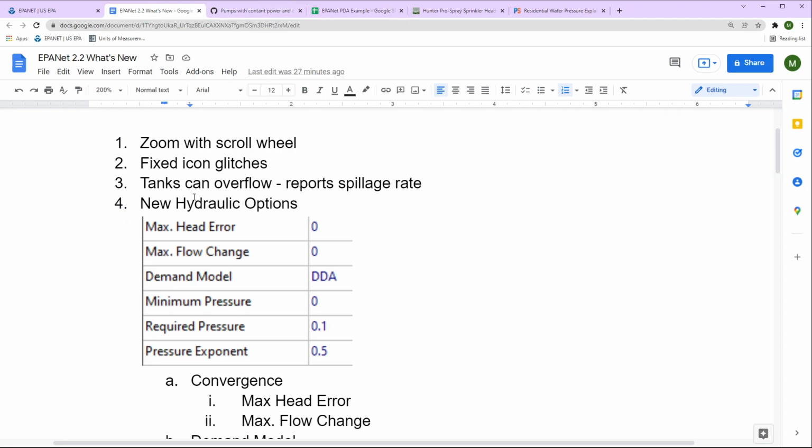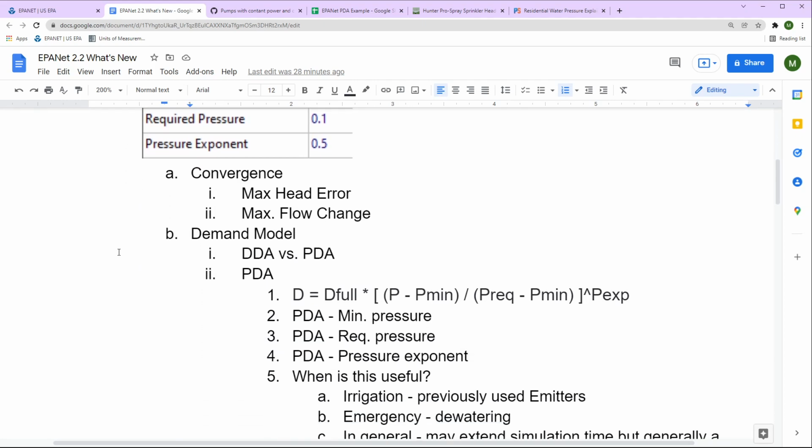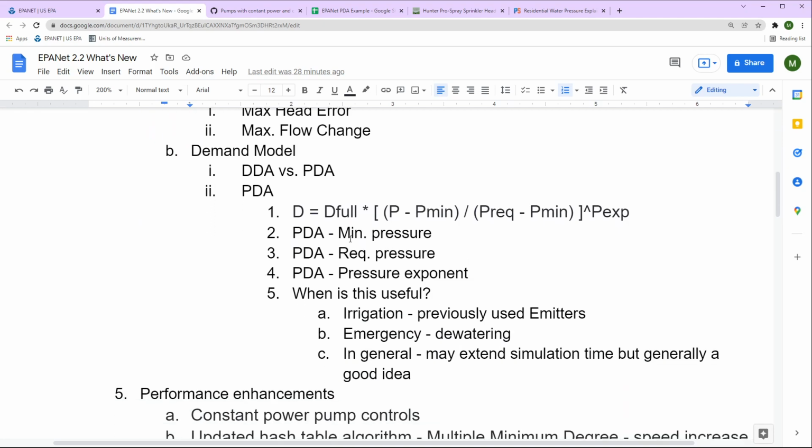And I hope to do more in-depth, detailed videos on each of these in the future. So the actual equation there for what the effective demand is in the model would be the full demand times the ratio of these minimum numbers, and then raise that factor to the exponent you choose.